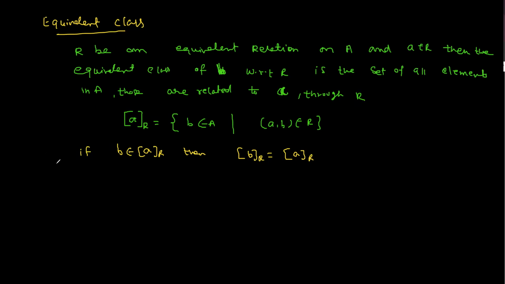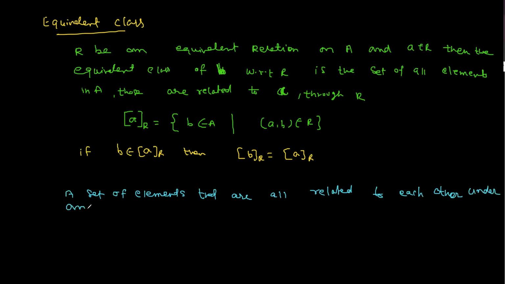So you can say an equivalence class is a set of elements that are related to each other under an equivalence relation. In simple way, you can write what? A set of elements that all are related to each other under an equivalence relation.